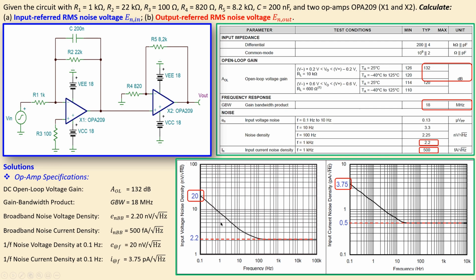Actually you can take any frequency here which you prefer. You can also take 1 hertz, but you need to of course stay in that 1 over f noise region, for the noise voltage and also for the current noise. Okay, those are the very important parameters. We will use this later on in our calculations.